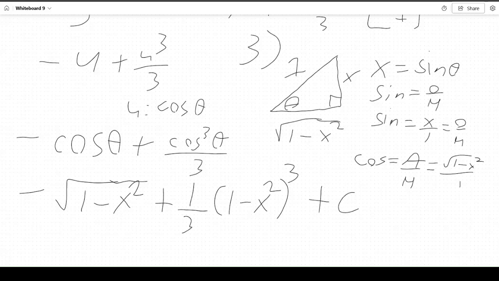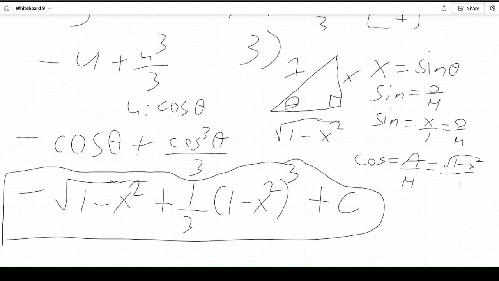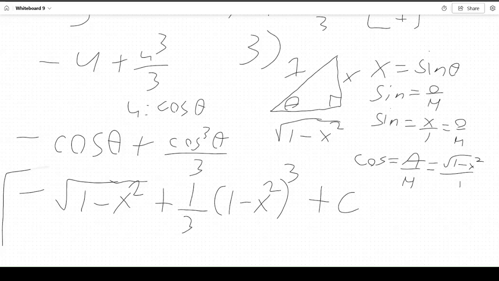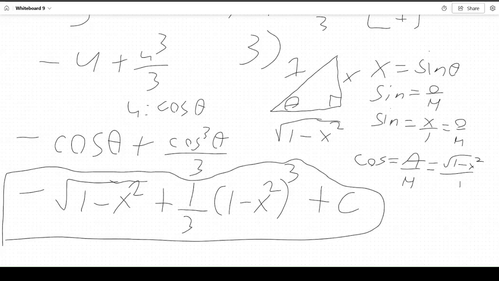Alright, so I made a mistake here. This is me from the future. This is supposed to be the square root of 1 minus x squared to the power of 3. I just forgot the square root. And this is our final answer. I know this was a very long process, but I'm going to show you an easier example.